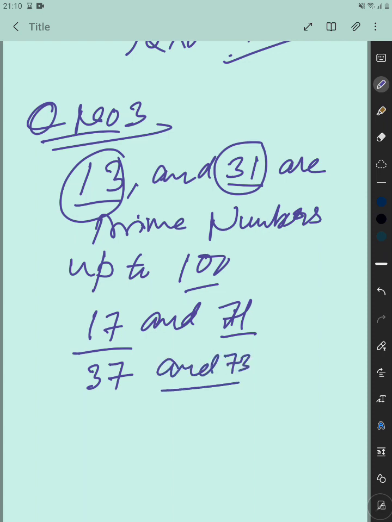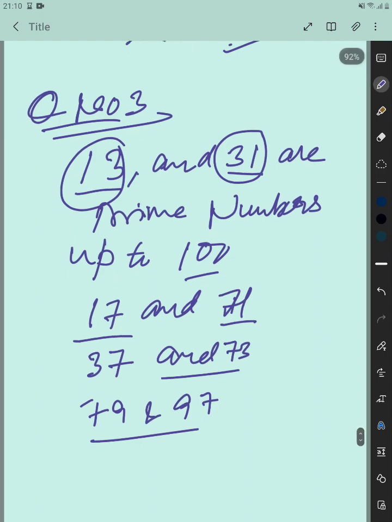Another example, if you want, take 79 and 97. So this means a pair you can consider. You can find other numbers also. If you want, you can go and see the table and find out. So this must be written.